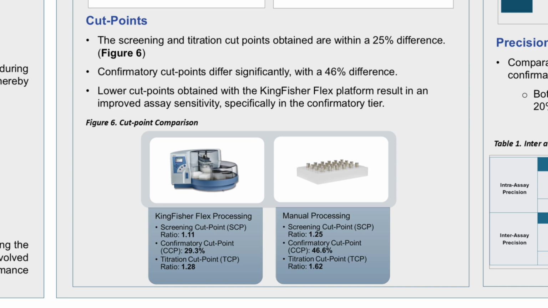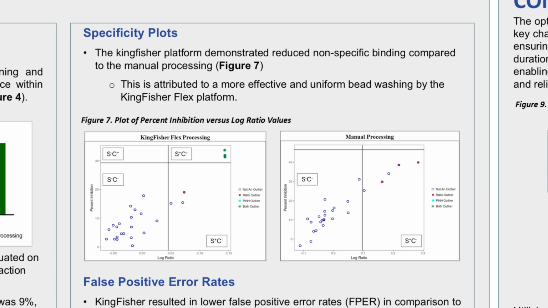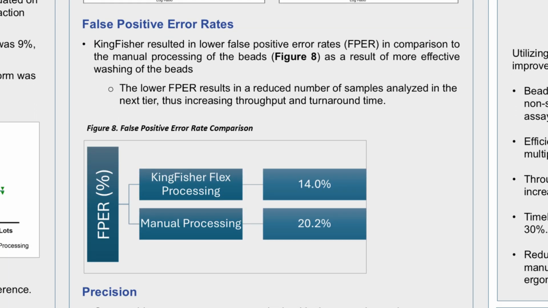The specificity plots presented in figure 7 demonstrate reduced non-specific binding in the KingFisher Flex platform as compared to the manual processing. This could be attributed to a more effective and uniform bead washing on the KingFisher Flex platform. Similarly, the false positive error rates were much lower in the KingFisher Flex platform as compared to the manual processing of beads, which are presented in figure 8.